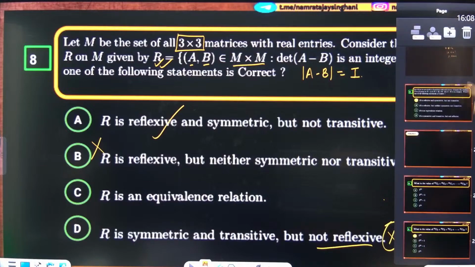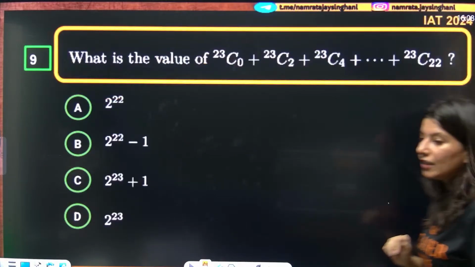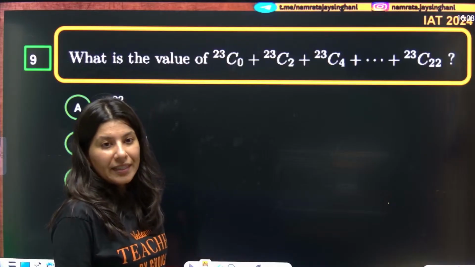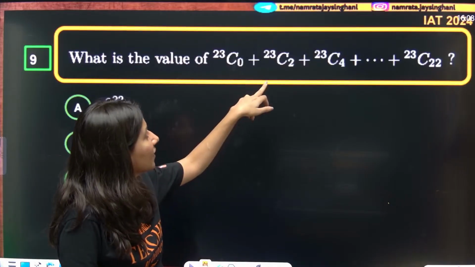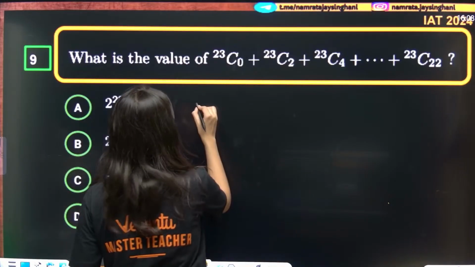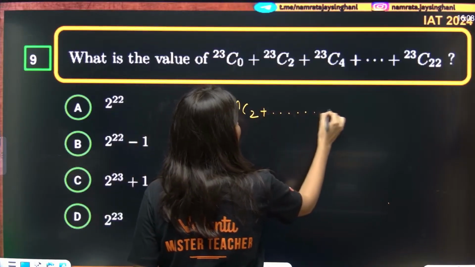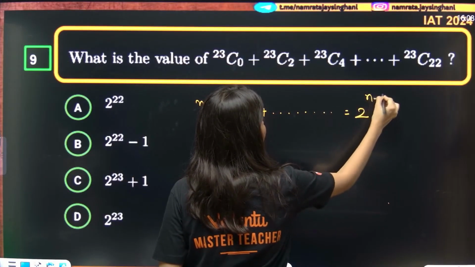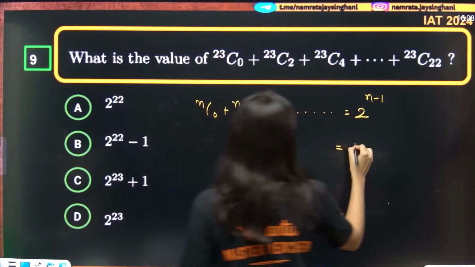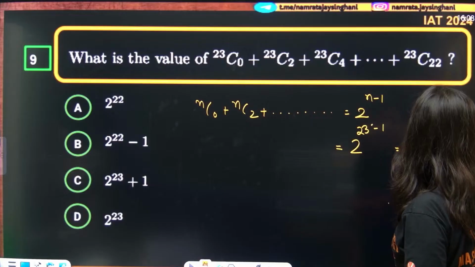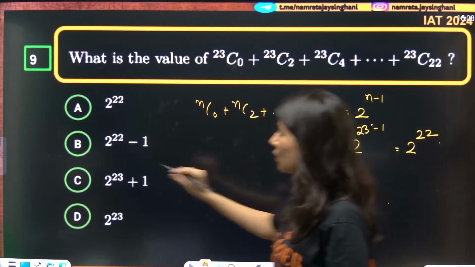Next. Okay. So what is the value of 23C0 plus 23C2? So remember, let me just write down NC0 plus NC2 and all the way up to this is nothing but 2 raised to power n minus 1. So final answer will be 2 raised to power 23 minus 1, so 2 raised to power 22. Direct formula if you want to apply.